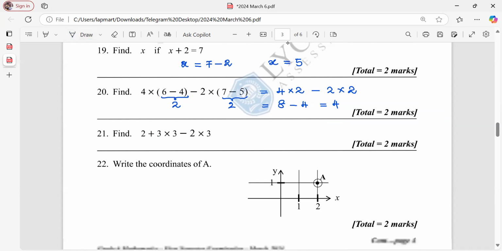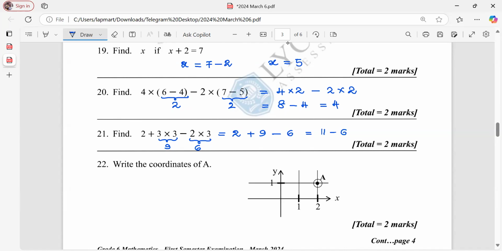So then the next one, you have 3 times 3, 9. And 2 times 3, 6. First you do the multiplication. Then you rewrite that as 2 plus 9 minus 6. 2 plus 9, 11. 11 minus 6, it is 5. Right? So then 11 minus 6, 5.